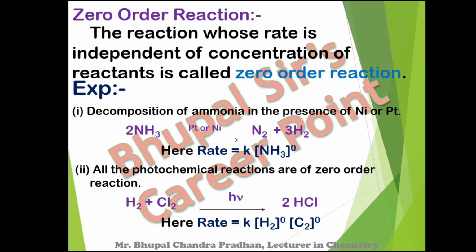The photochemical reactions are of zero order. Suppose H2 plus Cl2 in the presence of diffuse sunlight or hν gives us 2HCl. Here the rate is also independent of the concentration of H2 and Cl2. Any one of the examples we have to write.